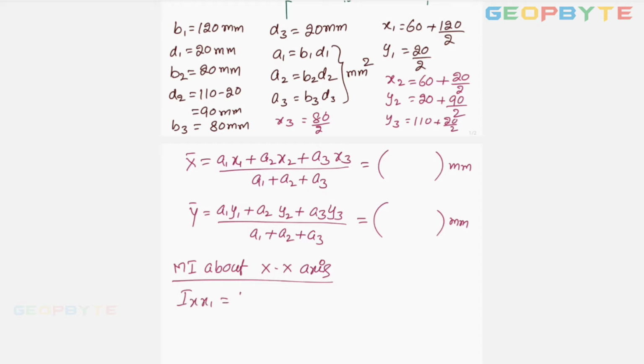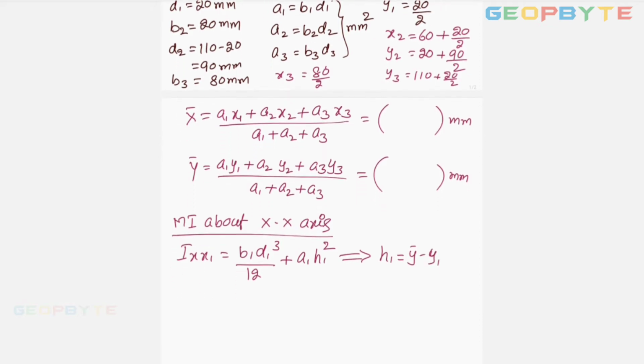Ixx1 equal to b1 d1 cube by 12 plus a1 h1 square. Here h1 equal to y bar minus y1. Similarly, you find the Ixx1. It is in mm power 4.